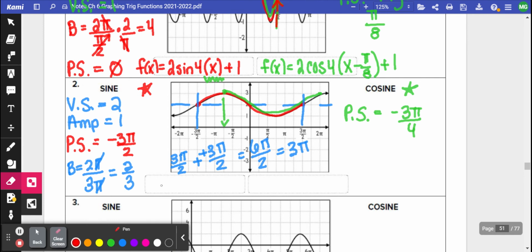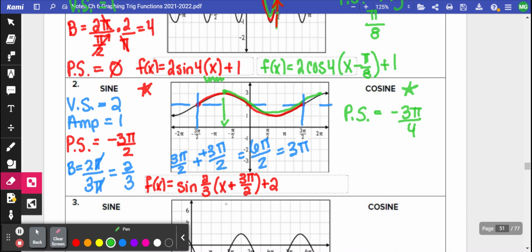Okay, equation time. For sine, we're going to do f of x equals the amplitude, which is 1, so we don't even have to write that, times the sine of, we put our b value in now, 2/3 times x. Now, we had a phase shift of going to the left 3 pi over 2. So remember, we put plus 3 pi over 2 inside the parentheses. And our vertical shift, we moved up 2 units.